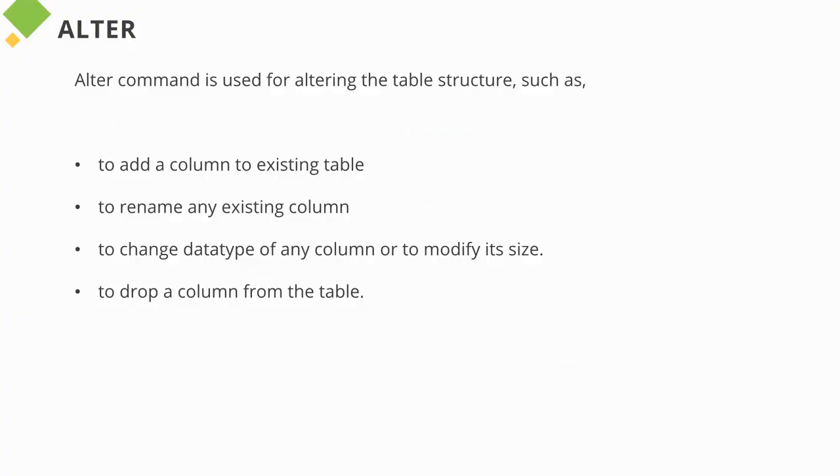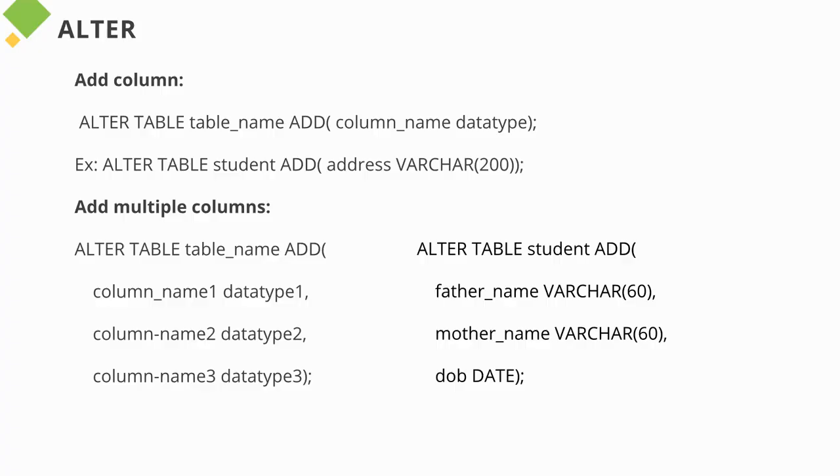Now the alter command is used to change the table structure, like adding a new column, renaming an existing column, changing the data type of any column, modifying its size, or dropping a column. These are all the functionalities you get by using the alter command. To add a column, the syntax follows like this: alter table, table name, add column name and the data type. Here I'm adding an address of type varchar 200 into my student table.